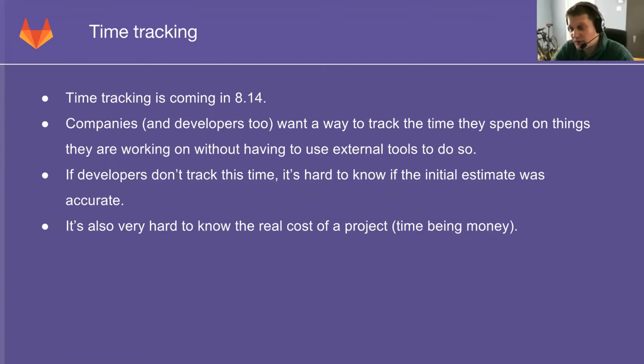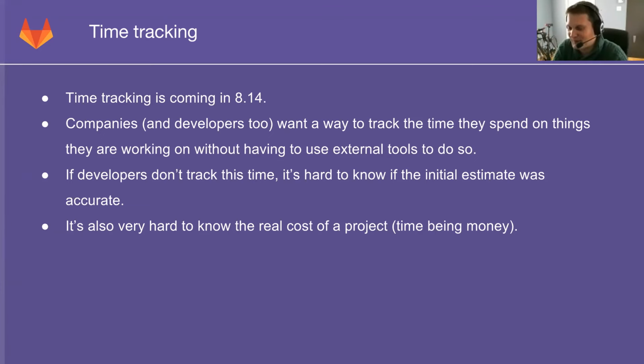We've already mentioned time tracking, but I will reiterate what it is. It's coming in 8.14. Companies and some developers too want a way to track the time they spend on the things they're working on, and they don't necessarily want to use external tools to do so. The problem is that if developers don't track their time, it's super hard to know if initial estimates were actually accurate. And also, it's hard for managers at the end of the day to know the real cost of a project because time is money eventually, right?